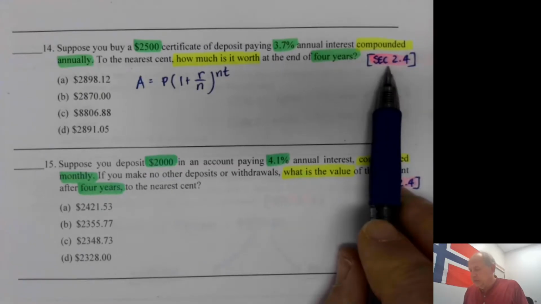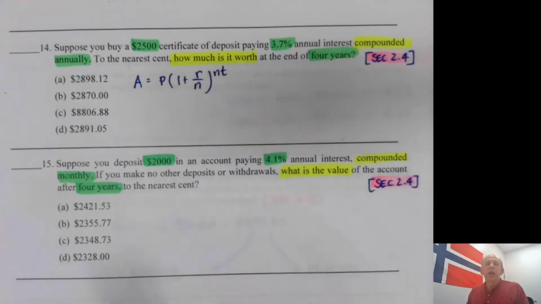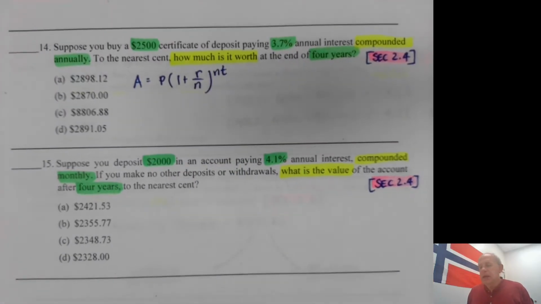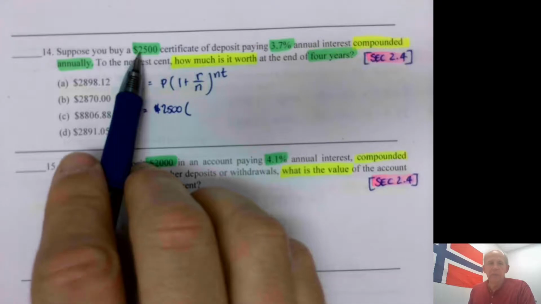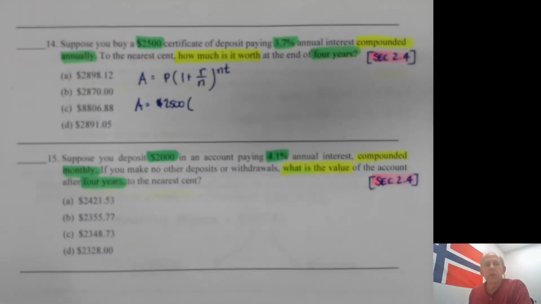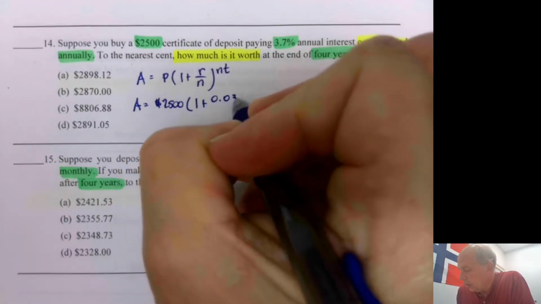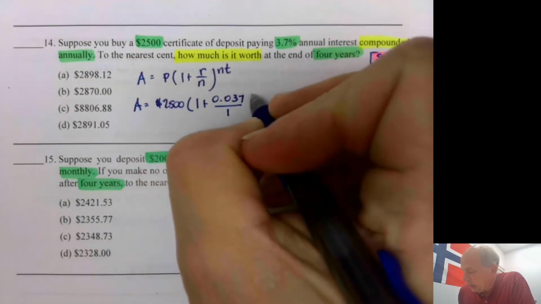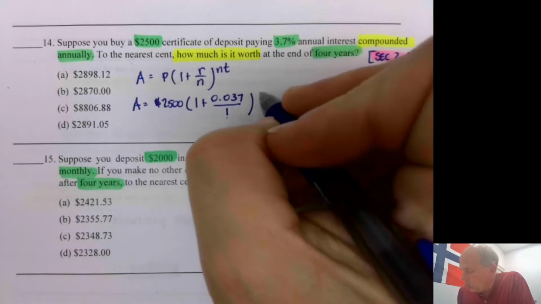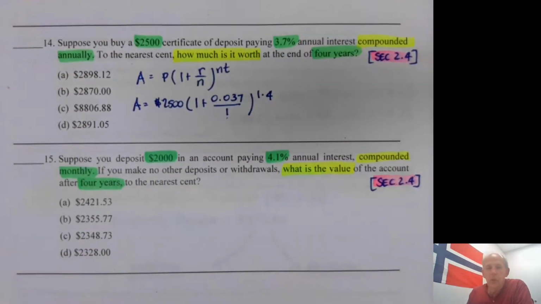What I have is from section 2.4 because this is a compound interest problem. I want to see how much I'm going to have in my account if I start out with $2,500 from my summer job. So I'm a saver and I'm going to put that in the account. I'm going to earn 3.7%. It is going to be compounded annually. There is my 1. I'm going to let my money sit in the bank for 4 years.